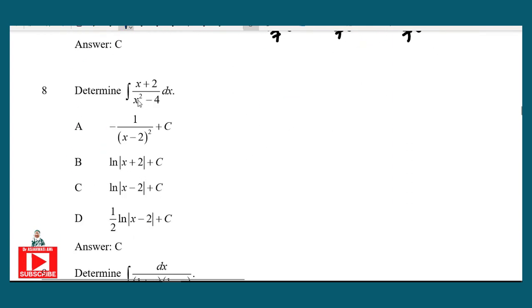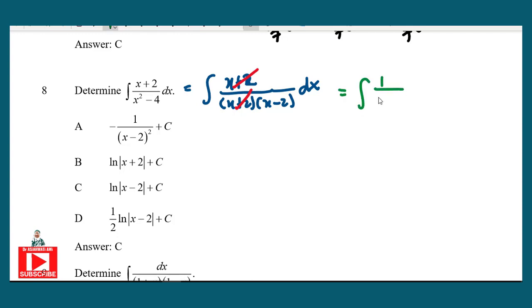Okay, this one is quadratic. x squared minus 4 can be factorized. x plus 2 over x plus 2 times x minus 2, dx. Cancel this term. And okay, rewrite 1 over x minus 2 dx. Integrate. Okay, ln of x minus 2 plus c. So the answer is, let's settle for number 8.